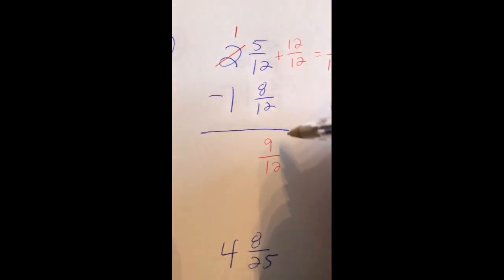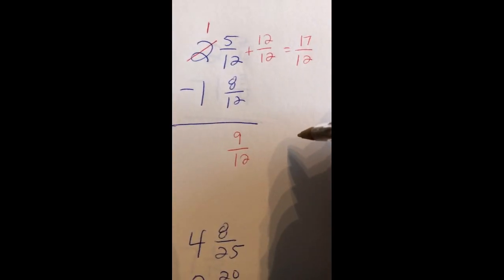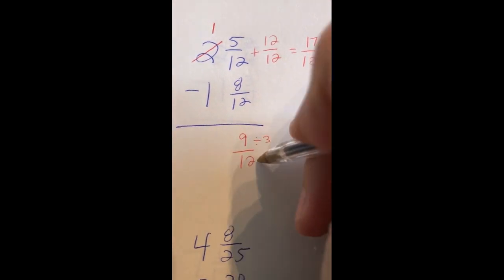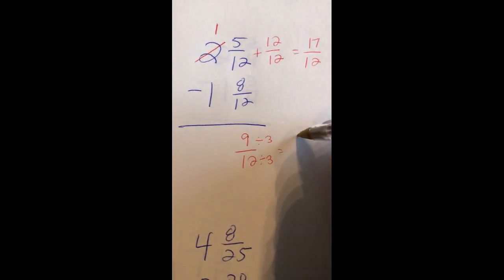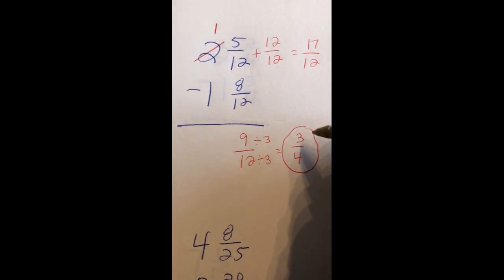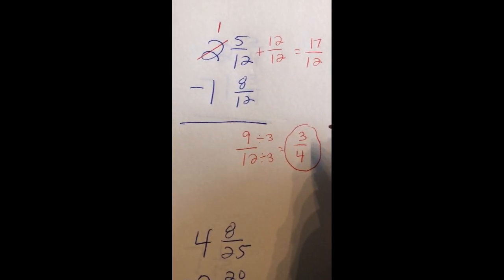9/12. 1 minus 1 is 0. I know that I can simplify 9/12. I can divide them both by 3. So let's simplify. So what I have left is 3/4. The answer to number 3 is 3/4.